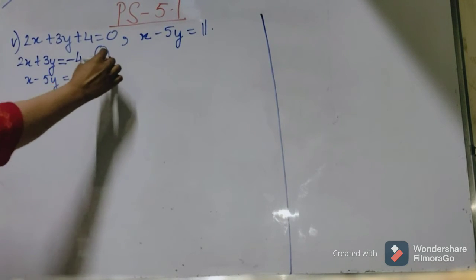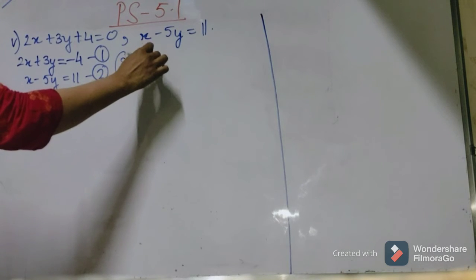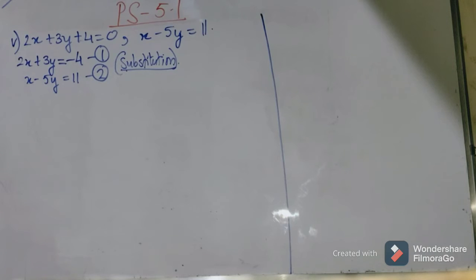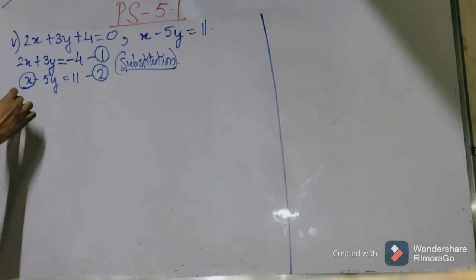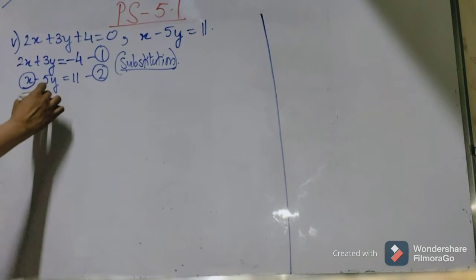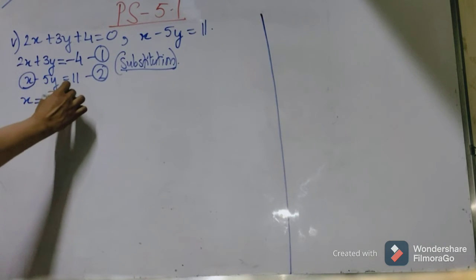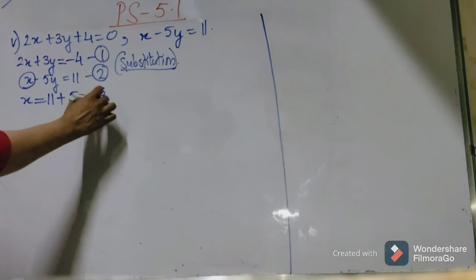Now students, I am going to carry out the substitution method for this sum. So what is this method? This is different from the methods that we were doing in the earlier sums. So here what I am going to do is take this x, no number is here. So x is equals to 11 and this was minus 5, it goes this side of the equation, so it becomes plus 5y. Now I am marking it as equation 3.